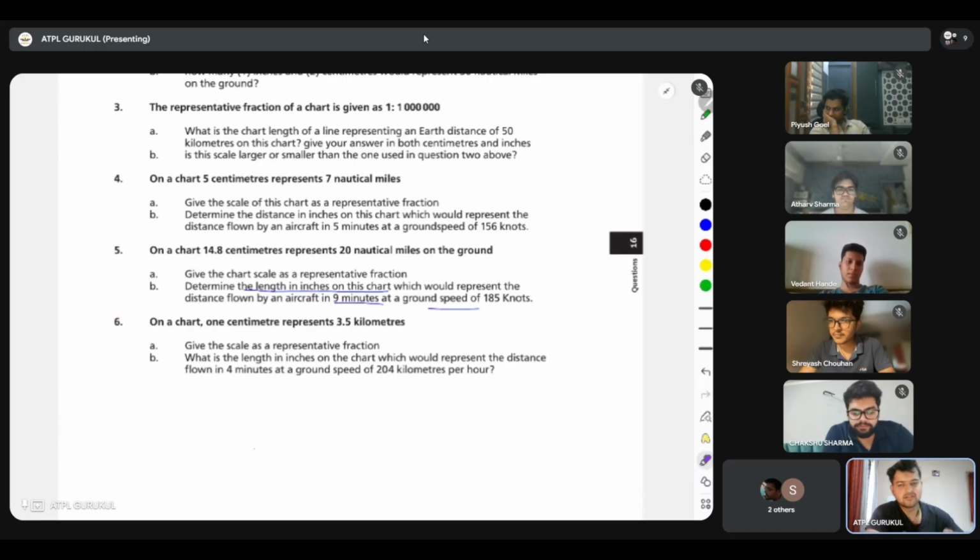Okay. However, this is not all that is there. More elaborate work on the scale type of numericals will be there in the Mercator charts chapter and in the Lambert's chart chapter. Clear? Any doubts in the scale chapter? No? End of this chapter.